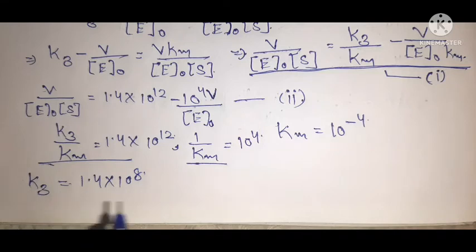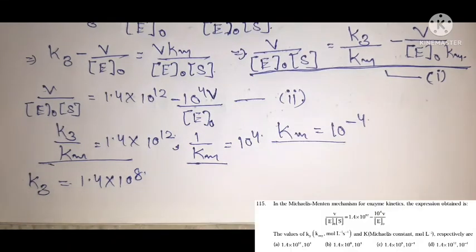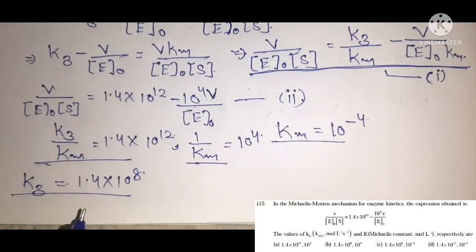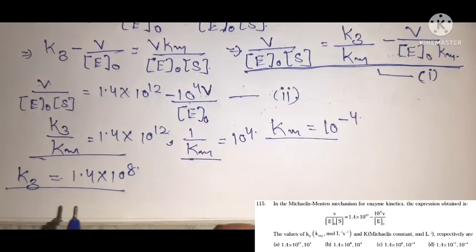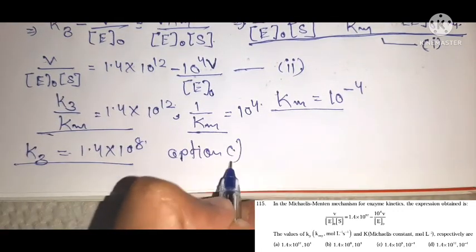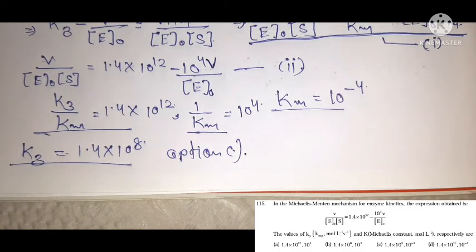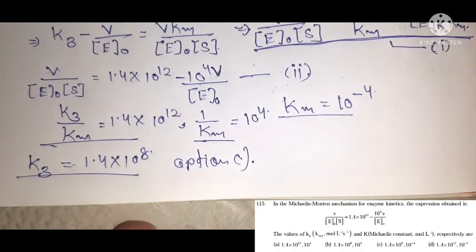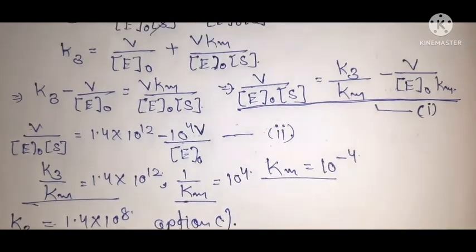Okay. So the value of Michaelis constant is 10 to the power minus 4 mole per liter, and the value of K3 is 1.4 multiplied by 10 to the power 8 mole per liter per second. And by this result you clearly see that option C is the correct answer for this question. Option C is the correct answer. Understand, friends? Okay, see once again the complete solution of this question.